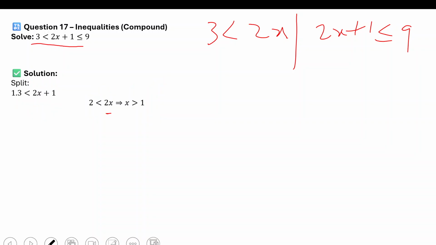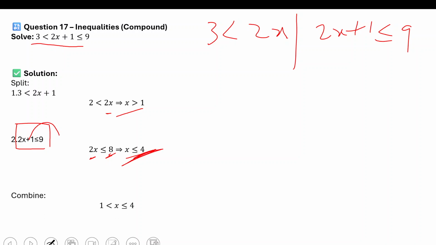The second part will be 2x plus 1 less than or equal to 9. So I'm going to solve it. The 1 we cross over to the other side becomes minus 1. 9 minus 1 will give us 8, and 2x is on this side. If I divide both sides by 2, I will get x less than or equal to 4. So I'm having two expressions here, and I'm going to combine them again into one. I will now have it as 1 less than x and x less than or equal to 4.